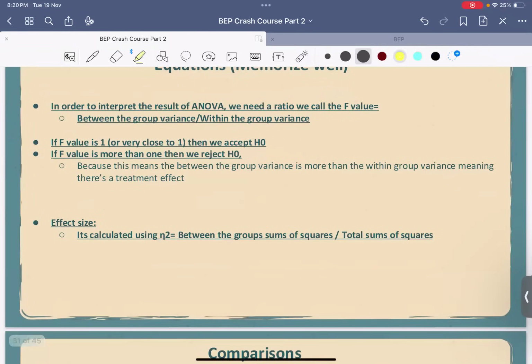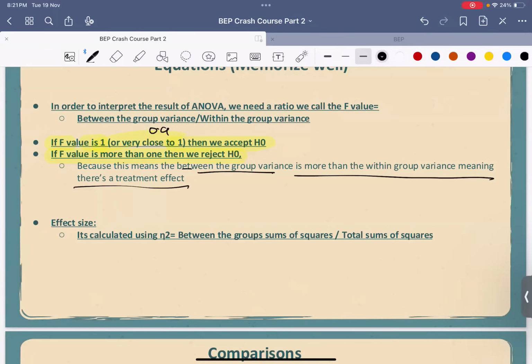This is what I said. If F value is 1 or very close to 1, for example 0.9, this means that we accept the null hypothesis, because the between the group variance is equal to within the group variance. And this is what we've been saying: the treatment has no effect, so the between the group is the same as within the group. However, if F value is more than 1, we reject H0, and it's usually way higher than 1. It's usually 5, 4 in these ranges. So if it's higher than 1, we reject H0, and this means that the between the group variance is more than the within the group variance, meaning that the treatment has an effect.